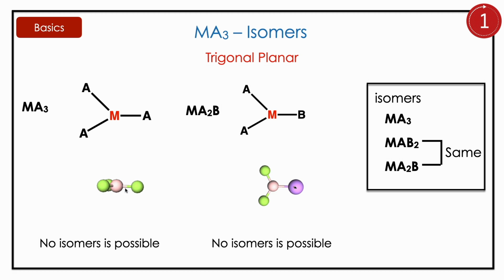Then MA3 system, that is 3 atoms connected with central atom. Other possibility is MA2B. MAB2 is same because only labeling is different. So only possibility is MA2B. That also doesn't have any isomer because all are in one plane. If you rotate, you will get the same arrangement. So MA3 trigonal planar doesn't have any isomers.